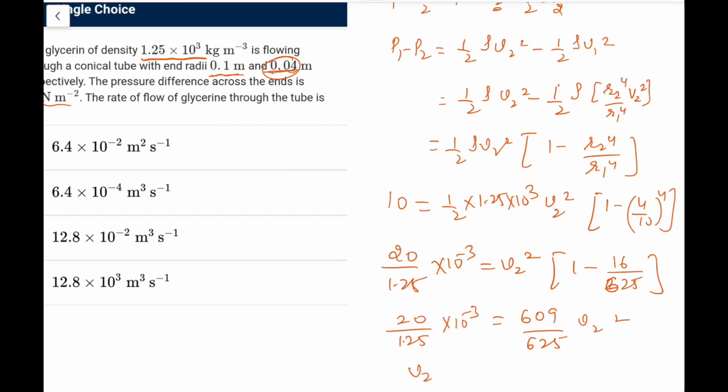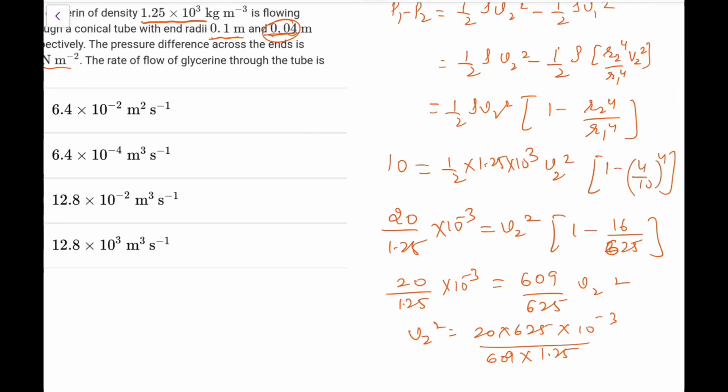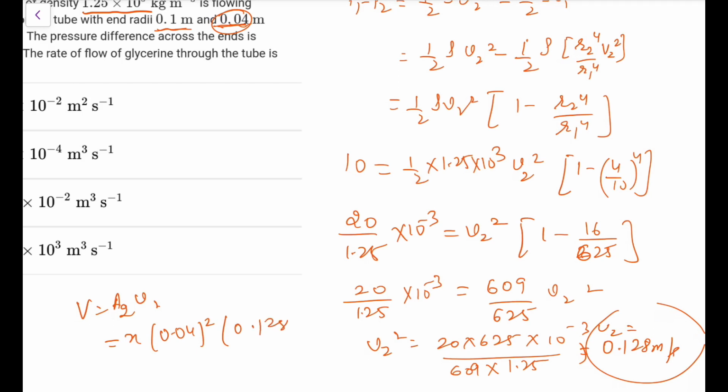V2 square is 20 upon 1.25 into 10 raised to power minus 3. So the value of V2 square is 20 into 625 into 10 raised to power minus 3 upon 609 into 1.25. So if I do this calculation, I have taken a break and done it by calculator, it comes out as 0.128. This V2 comes out as 0.128. Now volumetric flow rate would be A2 into V2, that is pi into 0.04 whole square into 0.128, and if you completely do this, this comes out as 6.43 into 10 raised to power minus 3 meter cube per second.